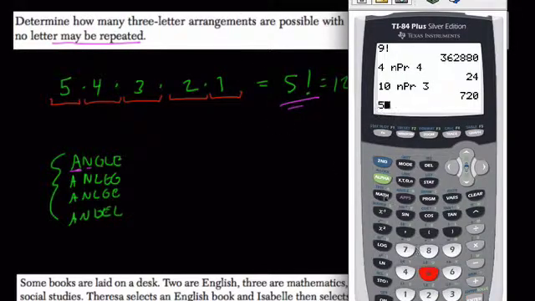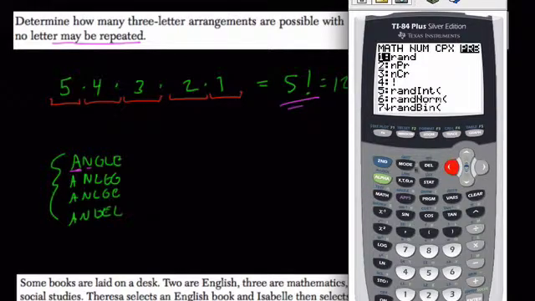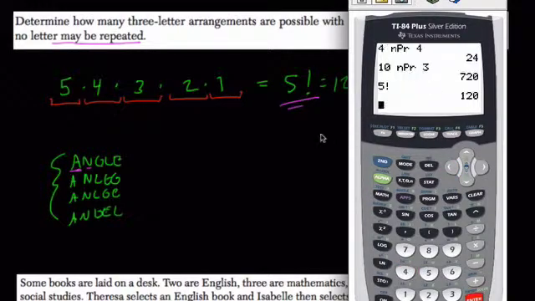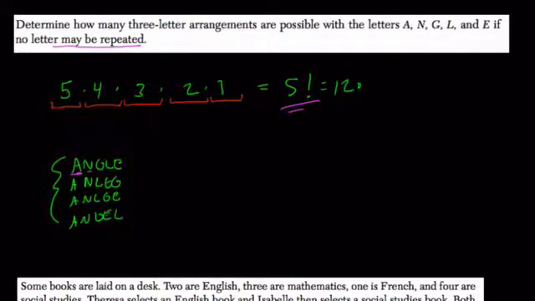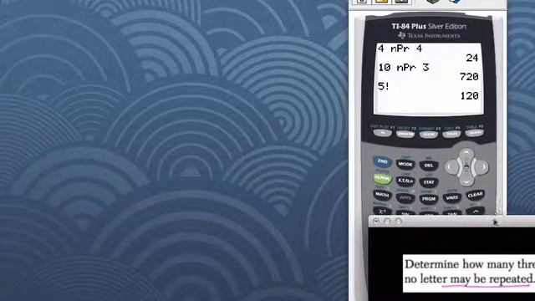So press 5, math, scroll over to probability, press 4, that's factorial. It can do it for you. Okay.